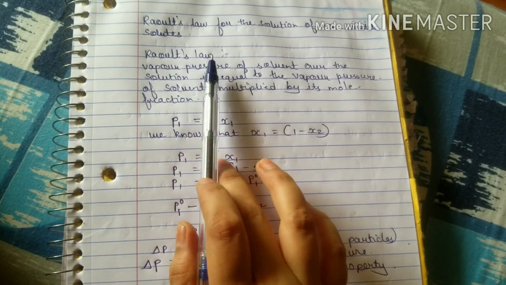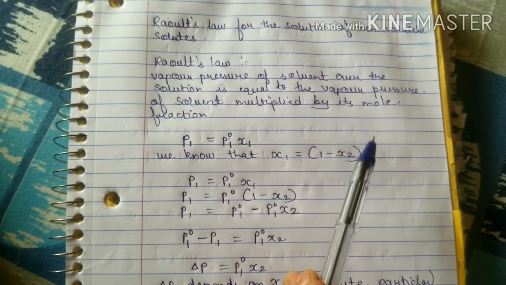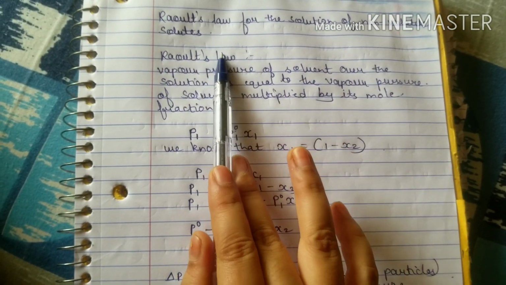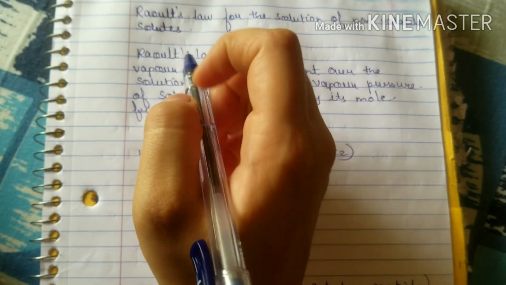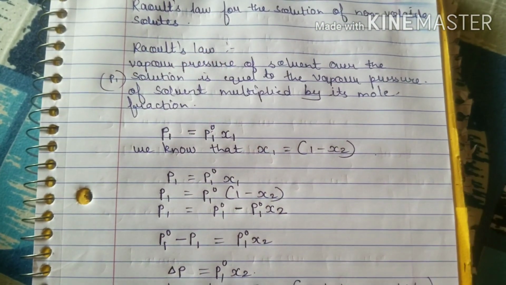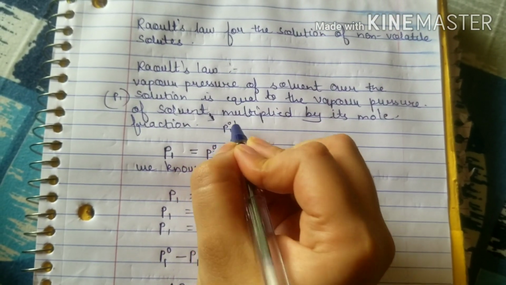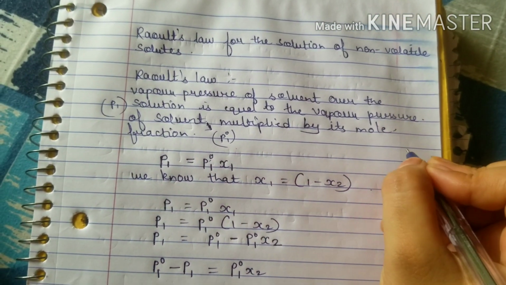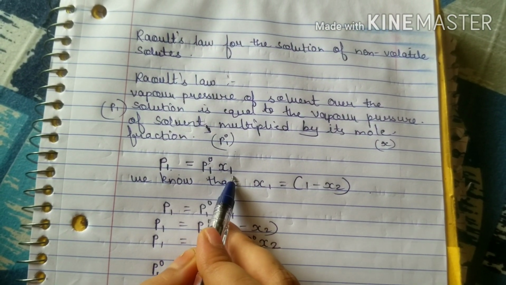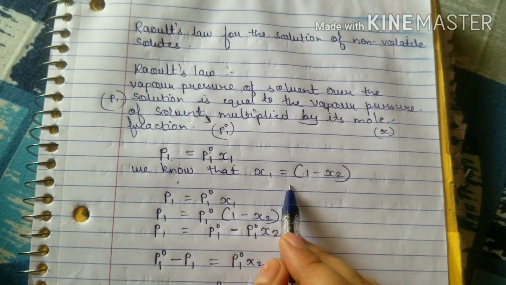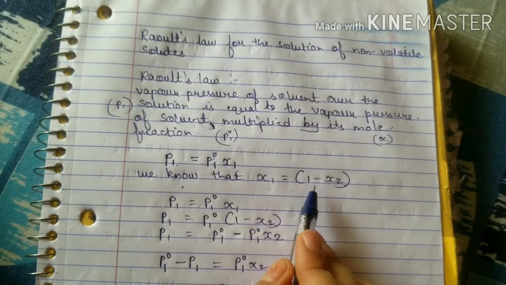First, what are we going to study? We are going to study Raoult's law for the solution of non-volatile solutes. Previously we have studied Raoult's law for volatile liquids, right? So this is for non-volatile solute. Now this is the statement for Raoult's law: vapor pressure of a solvent over the solution, denoted by P1, is equal to the vapor pressure of solvent, denoted by P01, multiplied by its mole fraction. Mole fraction is denoted by X. Because we are considering this for solvent, P1 is equal to P01 X1. Now from the previous lecture, you know that X1 is equal to 1 minus X2. That was for binary solution, we had done it already.